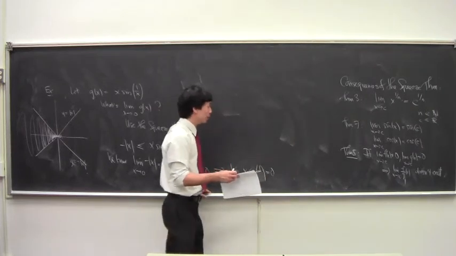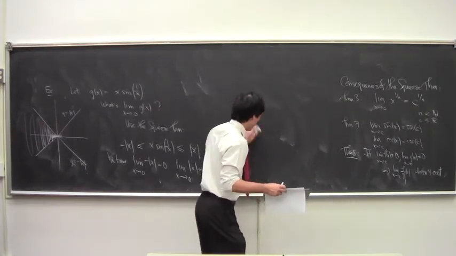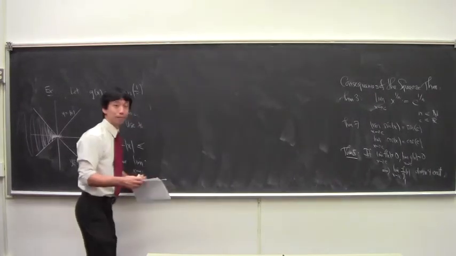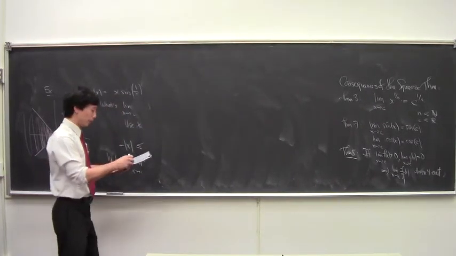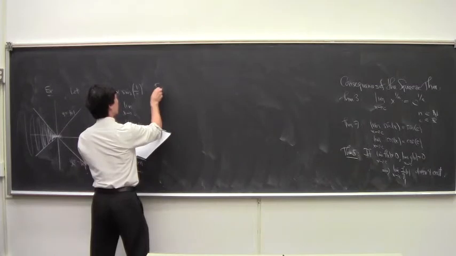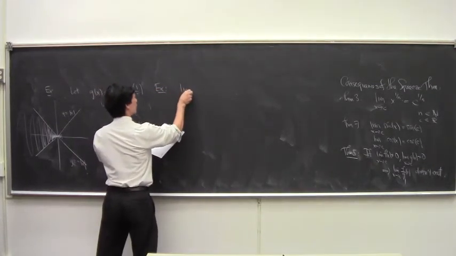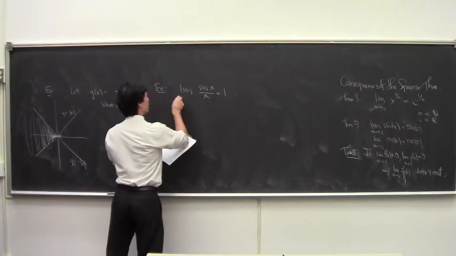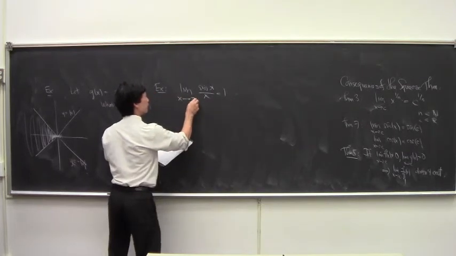So let me show you, instead of talking about those, I want to talk about something more important, which is this limit. It's a very important limit, sort of a famous one. The limit of sine x over x equals 1 as x approaches 0.